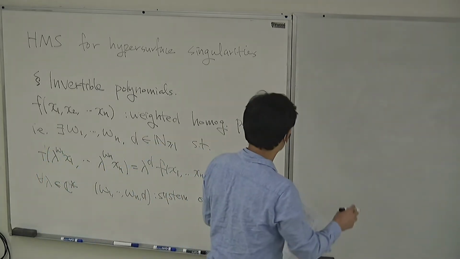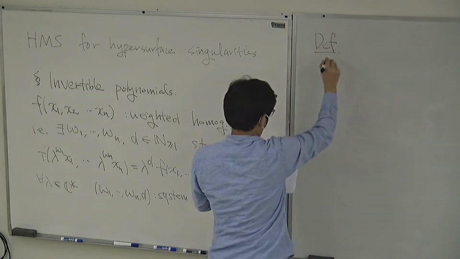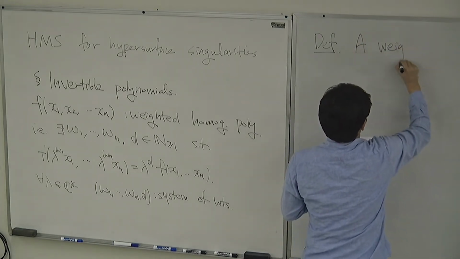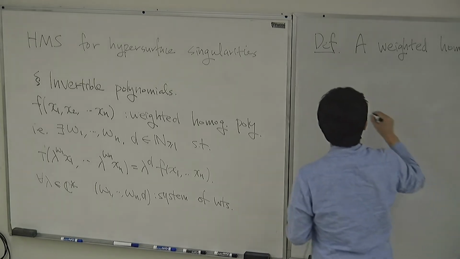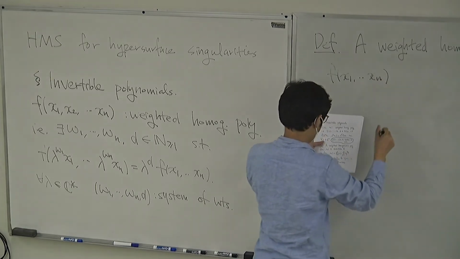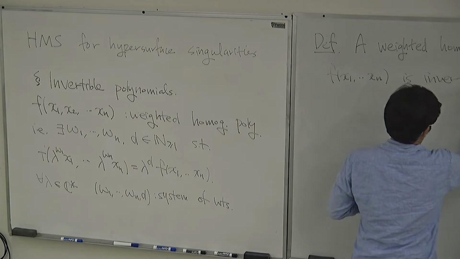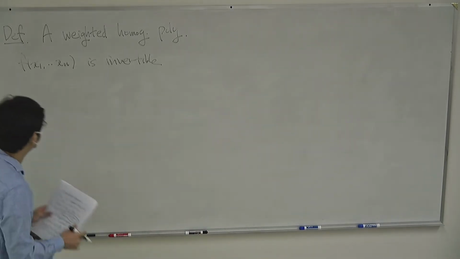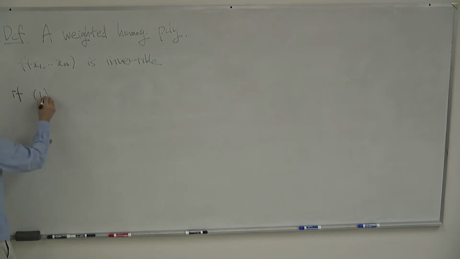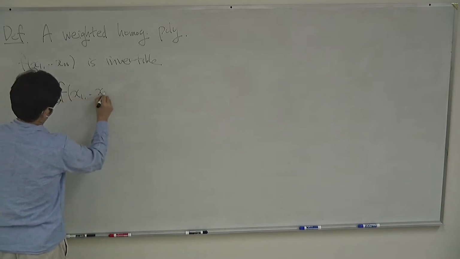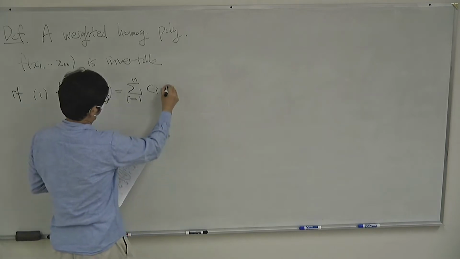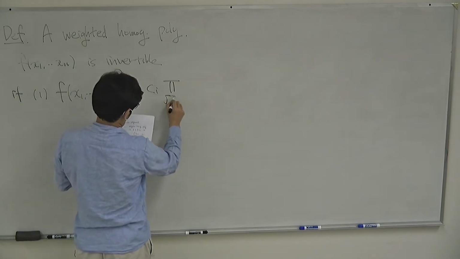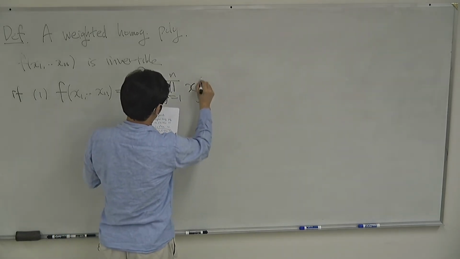Then I have this definition: a weighted homogeneous polynomial f(x1, ..., xn) is invertible if it satisfies the following two conditions. First, f can be written as a sum of n monomials, with some constants c_i and exponents e_ij.